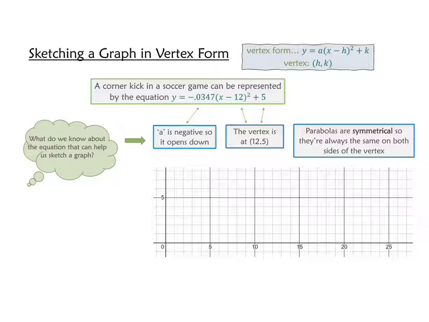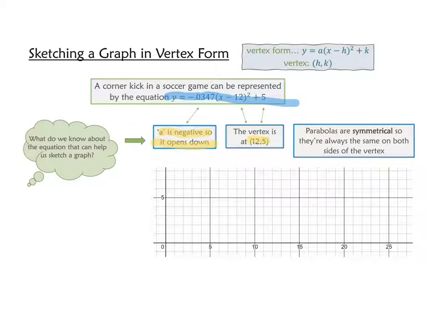All right. What do we know? A corner kick in a soccer game can be represented by the equation y equals negative 0.0347 times (x minus 12.5) squared plus 5. And that vertex form tells us a few things. One of the things it tells us is a is negative, so it goes down. And that the vertex is (12.5, 5).